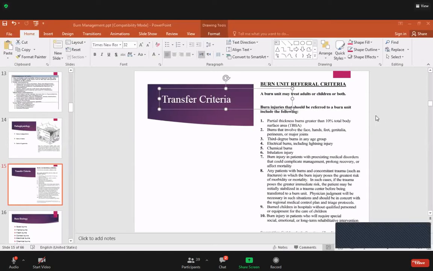So burn injuries that should be referred to a burn unit: we'll discuss these classifications in detail, but just keep in mind the referral criteria. Number one is a partial thickness burn greater than 10% of the total body surface area.